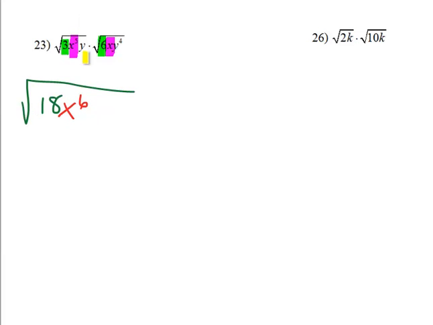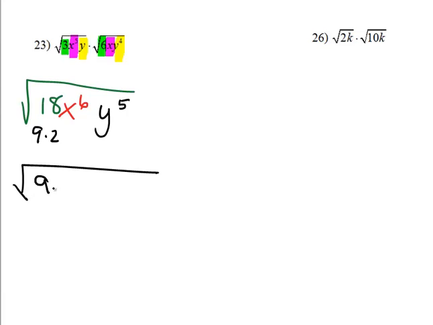And then I'm going to look at my y's. Y times y to the 4th would be y to the 5th. And I'm looking for square roots. So 18 can break up into 9 times 2. So the square root of that, in my newest version, will be 9 times 2, I should make that up there, times x to the 6th times y to the 5th.